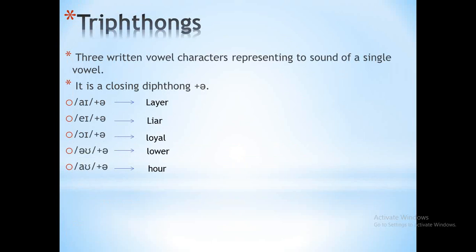So the last thing that we will talk about today is triphthongs. Triphthongs are three written vowel characters representing two sounds of a single vowel. Also a triphthong is a glide from a vowel to another vowel to a third vowel. So we can consider it a closing diphthong plus schwa.